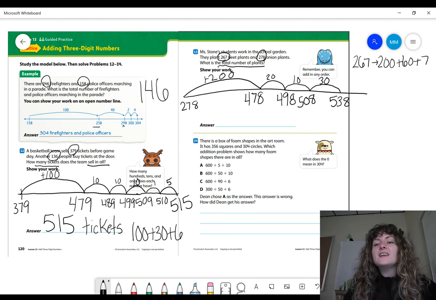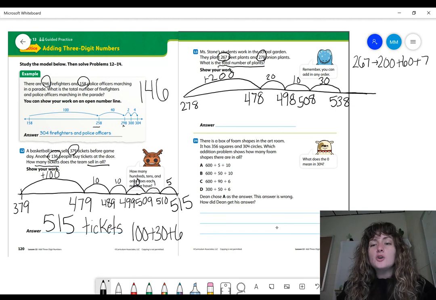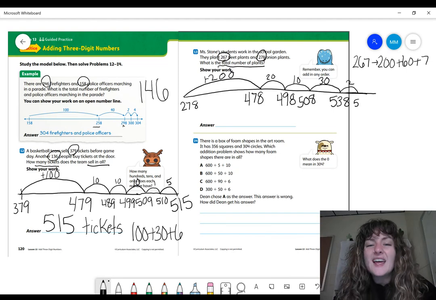All right, so we have added our hundreds. We've added our tens. Now we are going to add our ones. So we are adding 7 ones. I see 538, and I know that 2 more would get me to another group of 10. So if I add 2 more to my ones place, I would have 500s, and I have 10 ones.